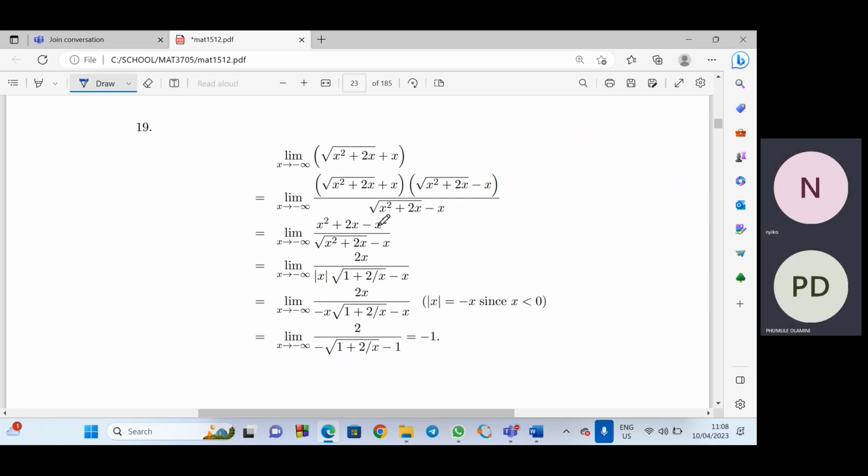x squared plus 2x minus x squared, that is 2x. Square root of this. A positive 1.